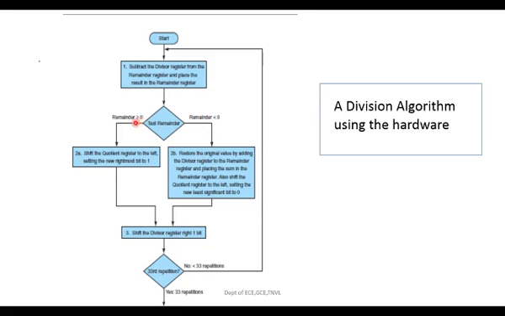So if the intermediate result is greater than or equal to 0, that is positive, then what is the operation? This is 2a. The operation is to shift the quotient register to the left, setting the new rightmost bit to 1. If not, restore the original value by adding the divisor register to the remainder register and placing the sum in the remainder register. Also, shift the quotient register to the left, setting the new least significant bit to 0.